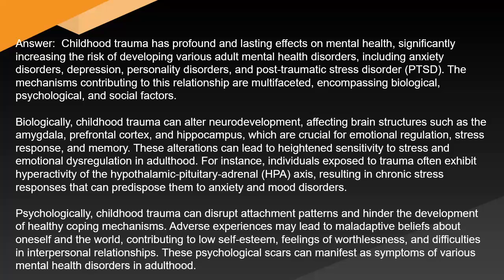Biologically, childhood trauma can alter neurodevelopment, affecting brain structures such as the amygdala, prefrontal cortex, and hippocampus, which are crucial for emotional regulation, stress response, and memory. These alterations can lead to heightened sensitivity to stress and emotional dysregulation in adulthood. For instance, individuals exposed to trauma often exhibit hyperactivity of the hypothalamic-pituitary-adrenal (HPA) axis, resulting in chronic stress responses that can predispose them to anxiety and mood disorders.